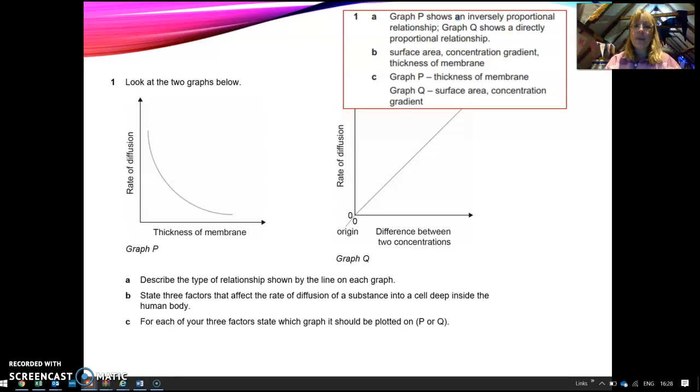The three factors that affect the rate of diffusion of a substance into a cell deep in the human body: the surface area, the concentration gradient, and the thickness of the membrane. Can you see how memorizing Fick's law, you can pull all the answers out of that? And then for each of your three factors, state which graph it should be plotted on. So thickness of membrane we know is inversely proportional, so it's going to look like graph P. And surface area and concentration gradient are directly proportional, so it's going to look like graph Q.